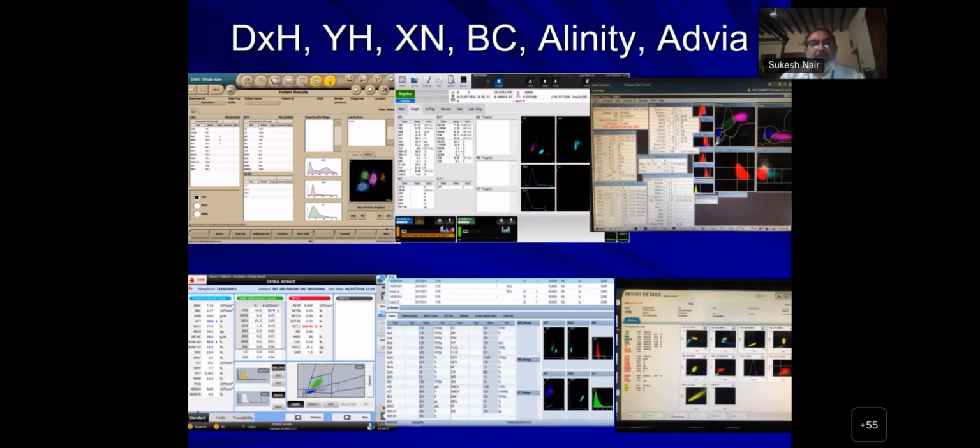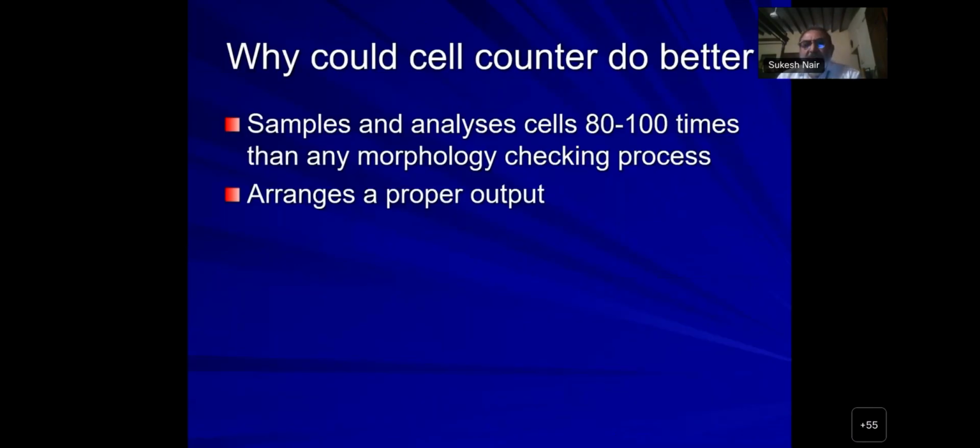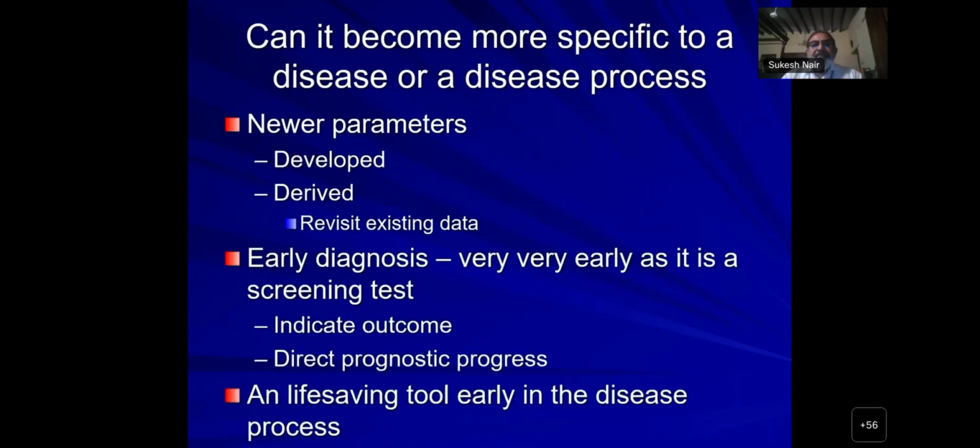High-end cell counters like from Beckman Coulter, from Horiba, Sysmex XN, BC from Mindray, Alinity from Abbott, and Advia from Siemens. So why do cell counters do better? We should understand that they really do better because they sample and analyze cells 80 to 100 times more than any morphology checking process and arrange a proper output. Can it become more specific to a disease or a disease process?